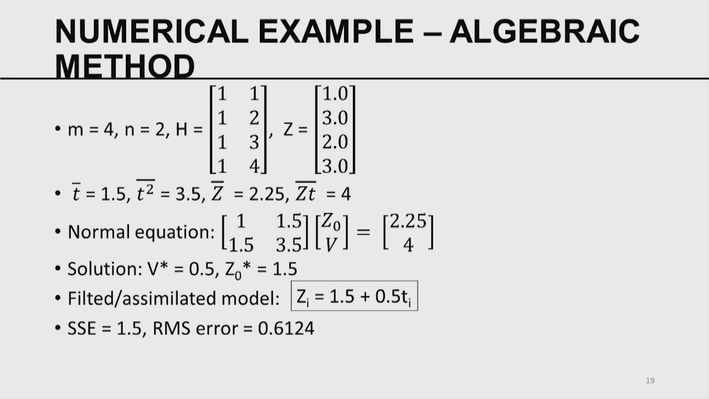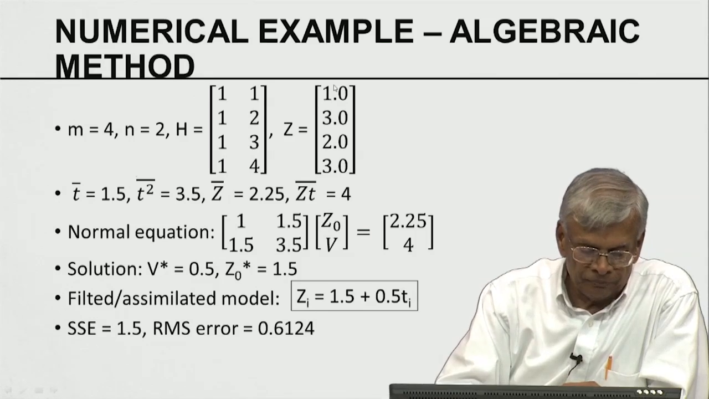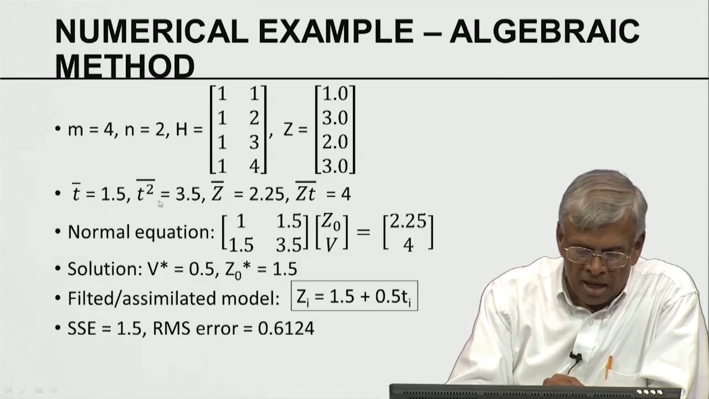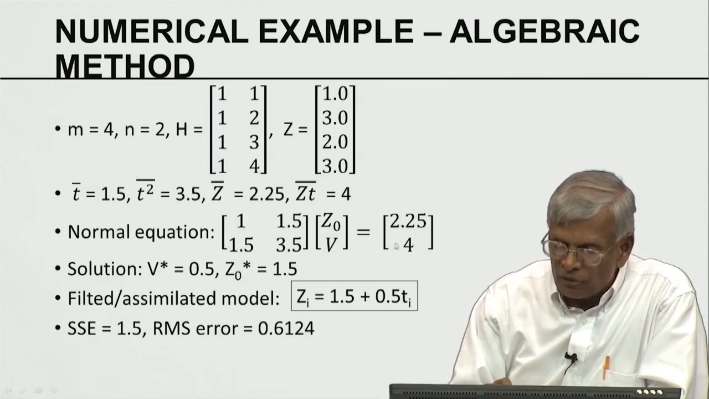So a numerical example: H is the matrix that is given here, and Z is the vector that is given here. I compute t bar and all the quantities in here. The 2 by 2 system takes the following form.